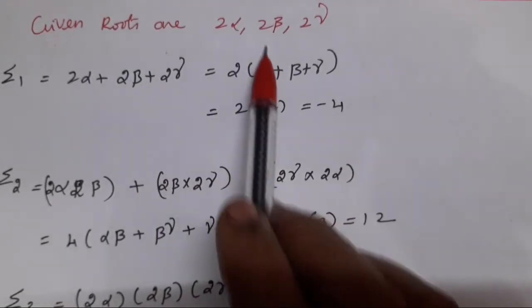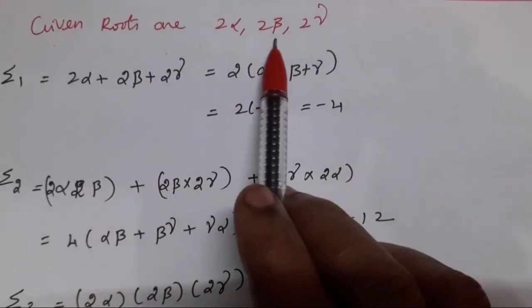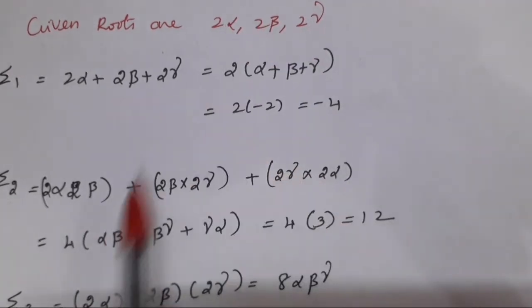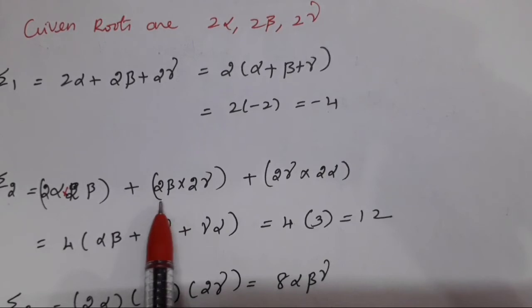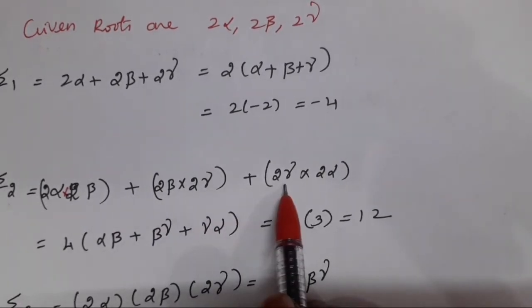Again, summation 2 is what? 2 alpha into 2 beta, 2 beta into 2 gamma, 2 gamma into 2 alpha. That is, 2 alpha into 2 beta plus 2 beta into 2 gamma plus 2 gamma into 2 alpha.